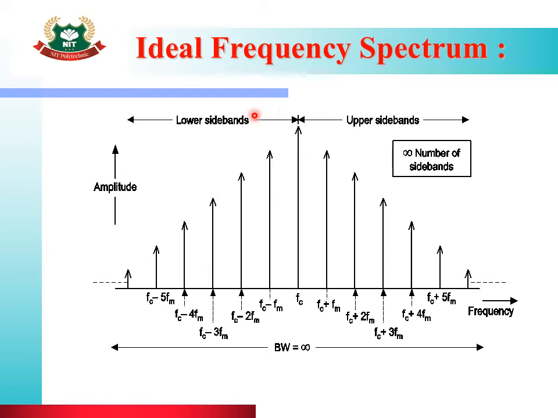The difference between the AM and FM is that AM consists of only two sidebands, the lower sideband and the upper sideband. But in the ideal frequency spectrum of FM, in the lower sideband there are a number of frequencies, and the same in the upper sideband, from 0 to infinite. So the bandwidth of the FM wave is equal to an infinite number of sidebands.